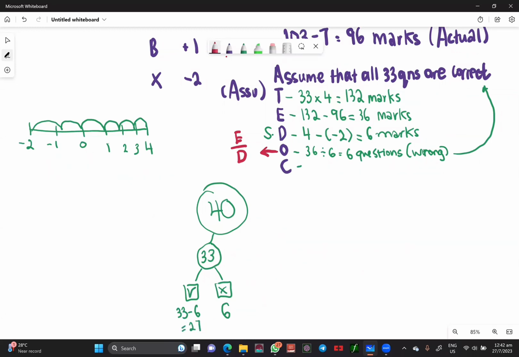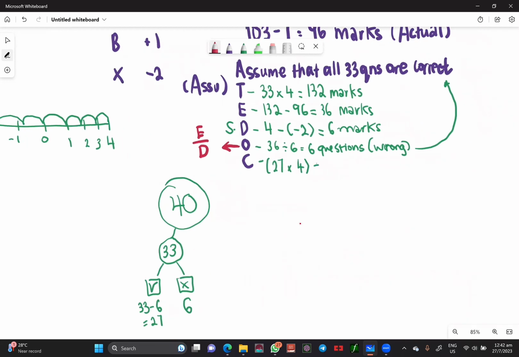So here's what I'm going to do in order for me to check, I just have to do 27 questions times 4 marks, right? Why is that so? Because for correct questions, you are awarded 4 marks, minus 6 questions times 2 marks. Why is that so? Because for every wrong question, they are going to subtract 2 marks. I apologize. I should have minus over here, right? Because for wrong questions, you have to deduct. So when I do 27 times 4, we get to 108 over here. And when I minus 12, I realize that I will get to 96.